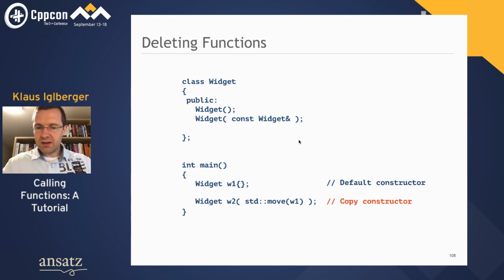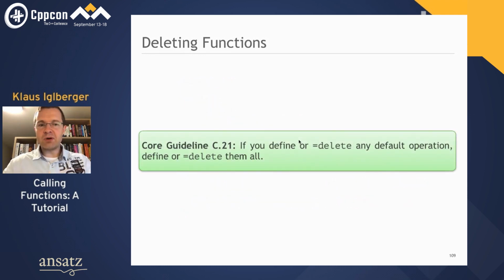And suddenly this works by calling the copy constructor. So indeed, deleting something explicitly makes a difference. So please remember core guideline C21, and also remember that sometimes not writing some functions may actually express better what you have in mind.